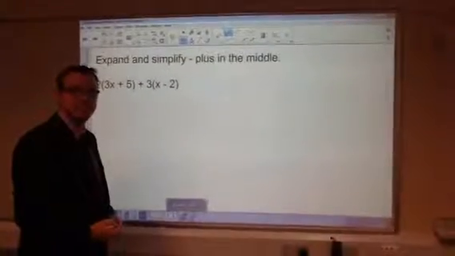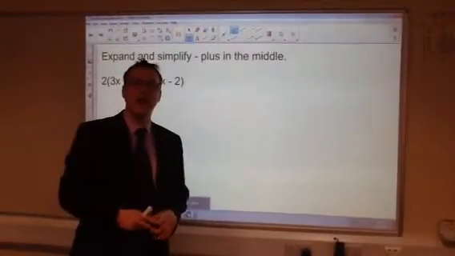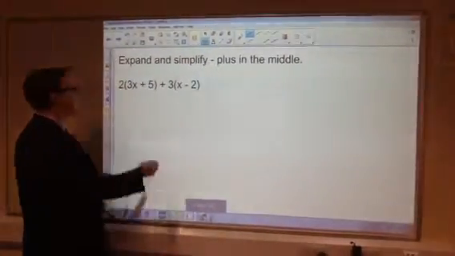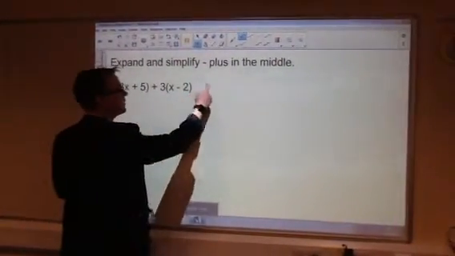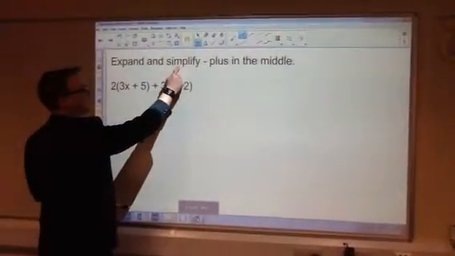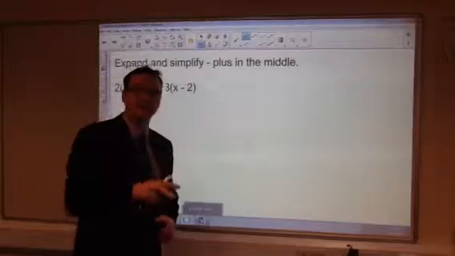Okay, today we're going to be looking at how to expand and simplify expressions. An expression, just to remind you, is a piece of algebra with no equal sign at the end. This is a piece of algebra, so we're supposed to expand and simplify. The first thing we need to do is expand the brackets.